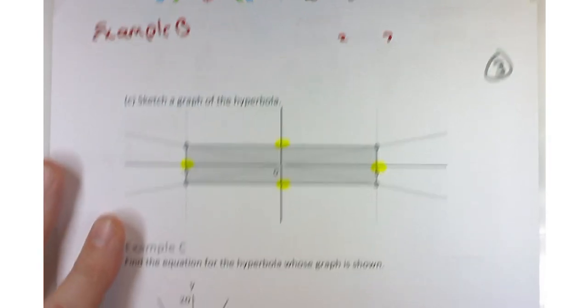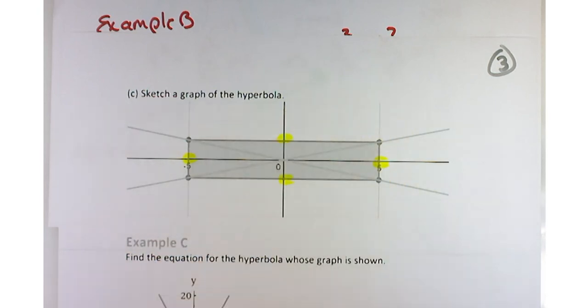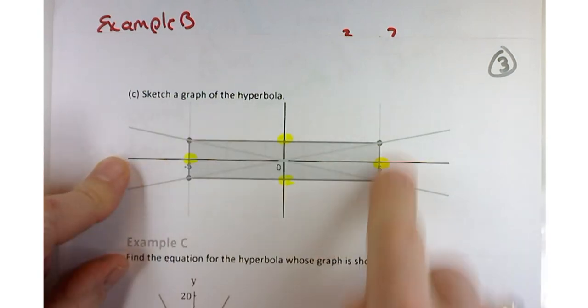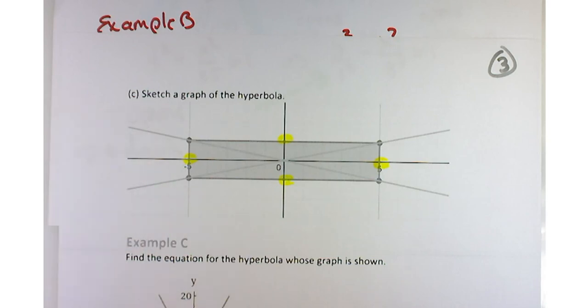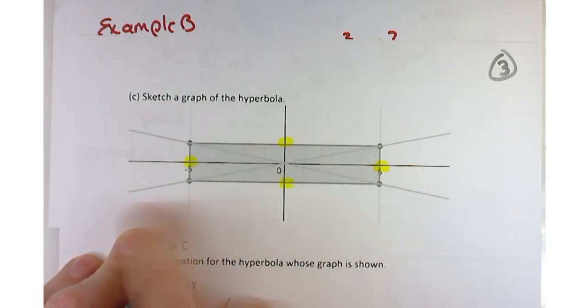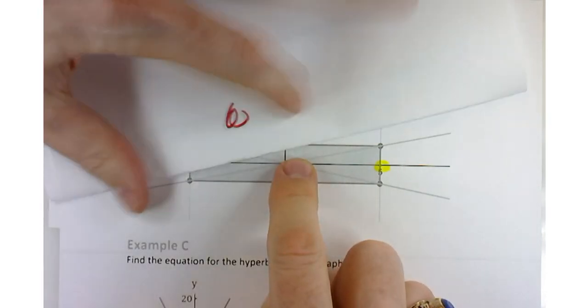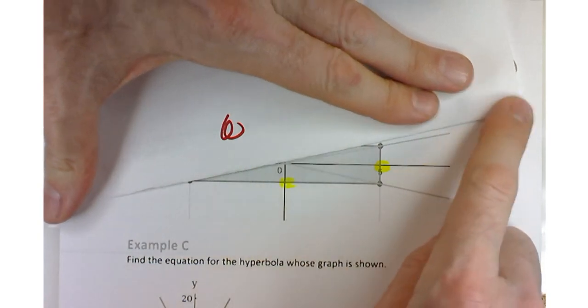Now, only 2 of these are actual vertices. The vertices are these 2 above and below the center. Those are the vertices because this is going to open up and down. These other 2 are just here so that we can draw our hyperbola. So we can draw the rectangle that goes through all these points and then draw the diagonals through there. It's the diagonals that are really going to help you draw your hyperbola, because your hyperbola is going to get close to but not quite touch those diagonals. So let's draw those in here.